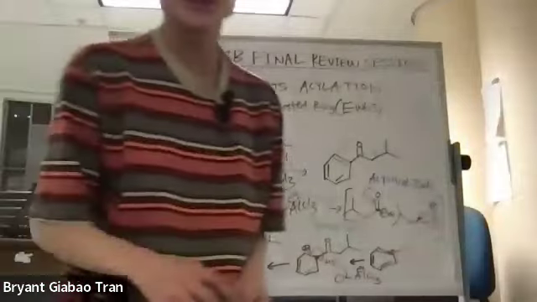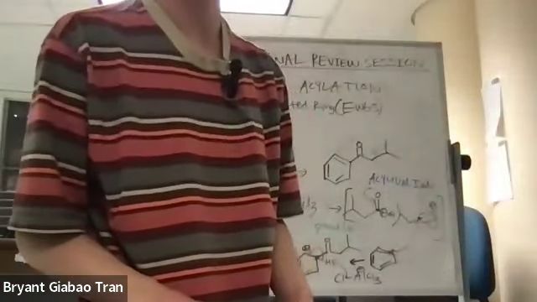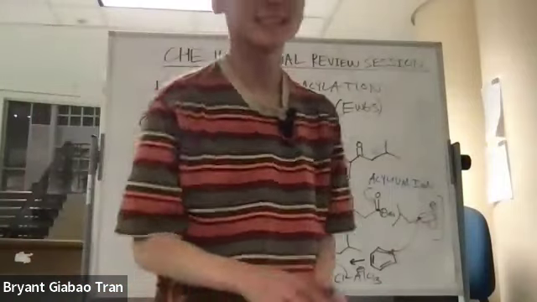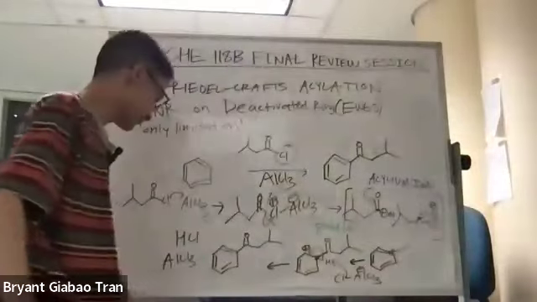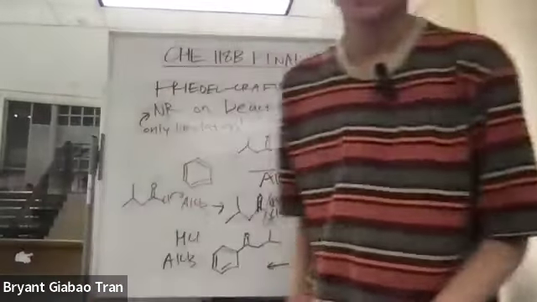Know the mechanism for nitration, sulfonation, bromination, and halogenation as well. That could be a mechanism question, for all those EAS reactions, not just acylation. The first step is to set up the electrophile, the second step is addition, and the third step is elimination to restore the aromaticity.